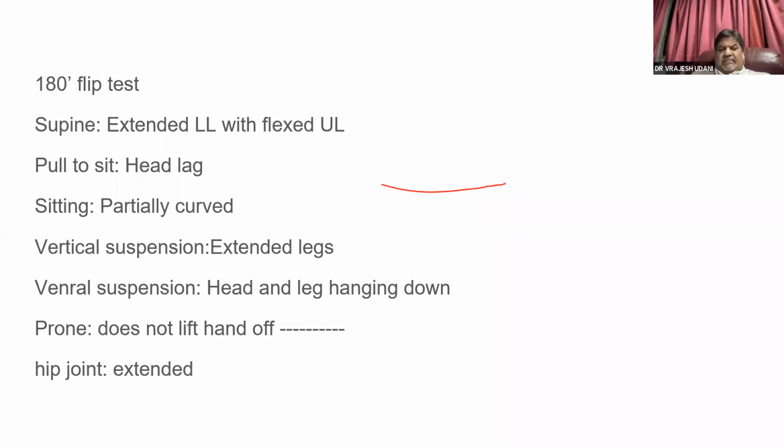What does all this mean? You said extended lower limb with flexed upper limbs. What does that mean? So the child was having hypotonia. Hypotonia? Hypertonia. He was scissoring. Okay.